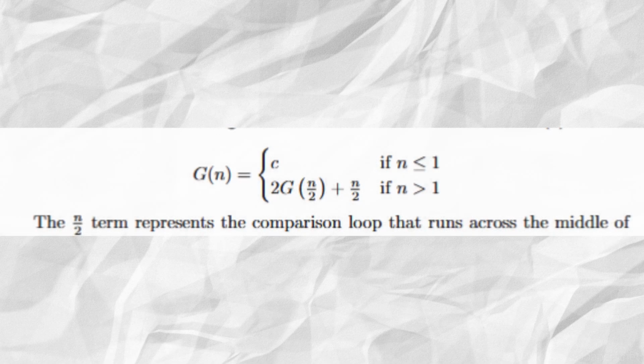Let's analyze the performance of Bitonic Sort when running on a single processor. For the merge operation, we need to examine how much work is done at each level. The Bitonic Merge function has this recurrence relation. The n over 2 term represents the comparison loop that runs across the middle of the sequence.